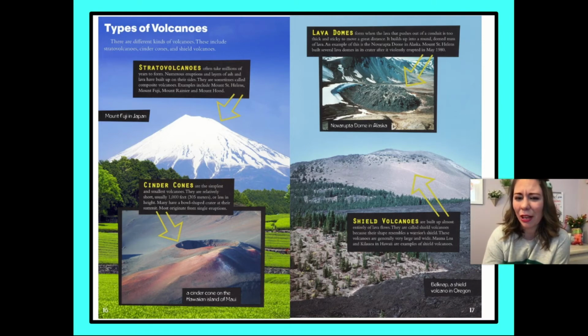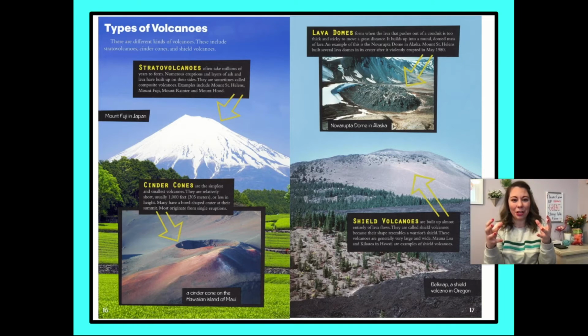Then let's talk about lava domes real quick. It says lava domes form when the lava that pushes out of a conduit is too thick and sticky to move a great distance. It builds up into a round, domed mass of lava. An example of this is the Novarupta Dome in Alaska. Mount St. Helens built several lava domes in its crater after it violently erupted in May of 1980. So a lava dome happens when that magma is so thick it can't really even get out of the conduit. It just kind of bubbles up and gets stuck on the top.